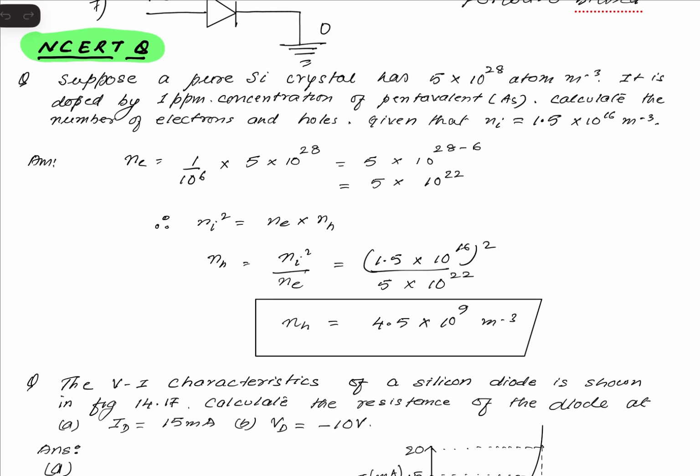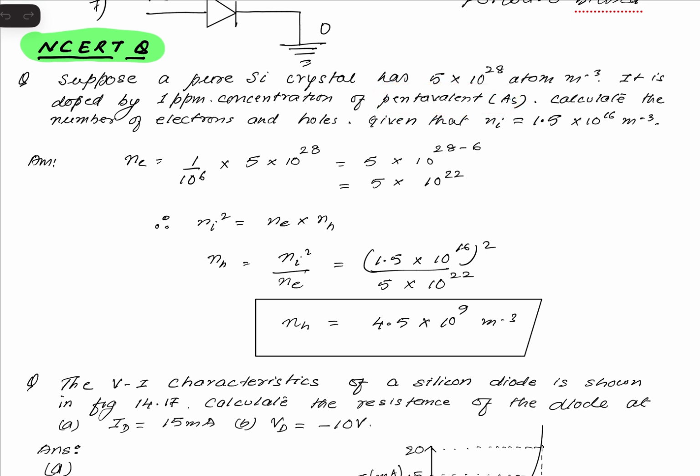Now let us start with some NCERT questions. See, here suppose a pure silicon crystal has this many atoms, right? And it is doped by 1 ppm concentration of pentavalent. Now when I say pentavalent, what kind of charge carrier do you see? Basically more in number. Pentavalent means basically n type.